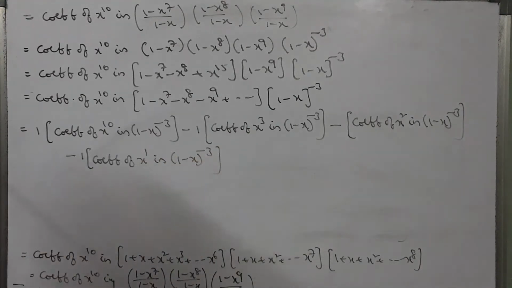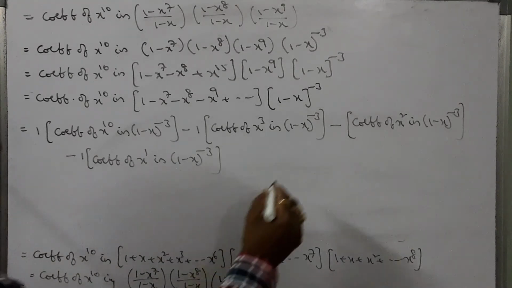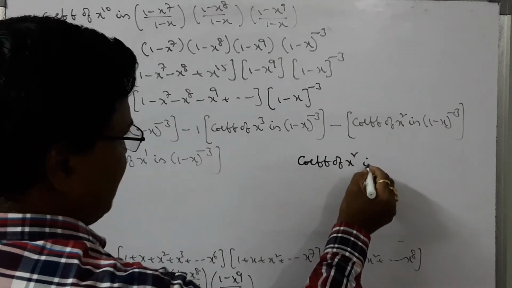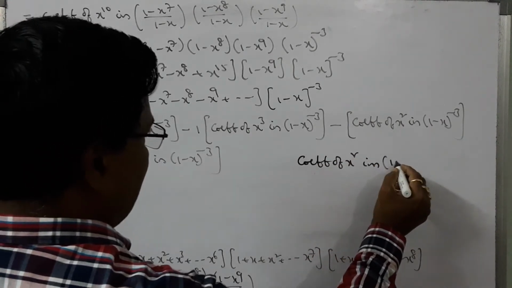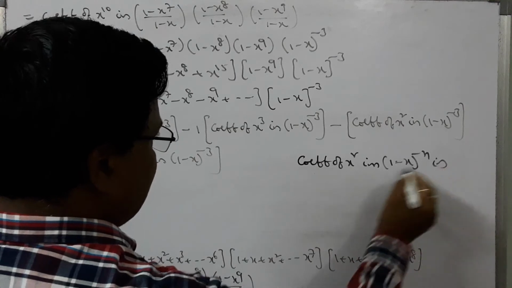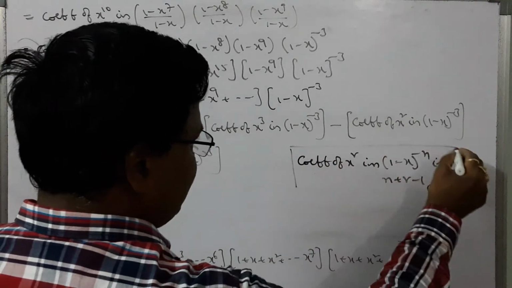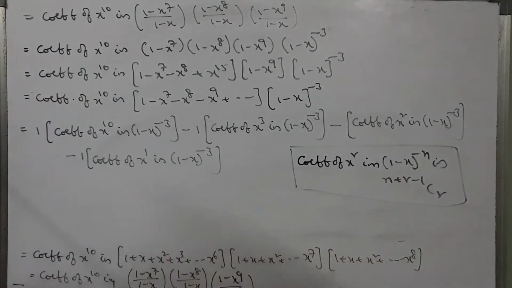Now how to get the different powers in (1 minus x) whole power minus n? Already I have given the formula: coefficient of x power r in (1 minus x) whole to the power of minus n is (n plus r minus 1) C r. This formula I have given in the previous video also. So that formula we need to use here.